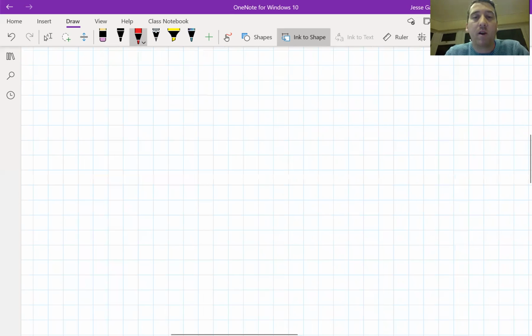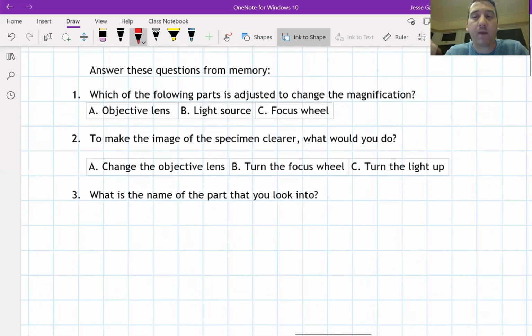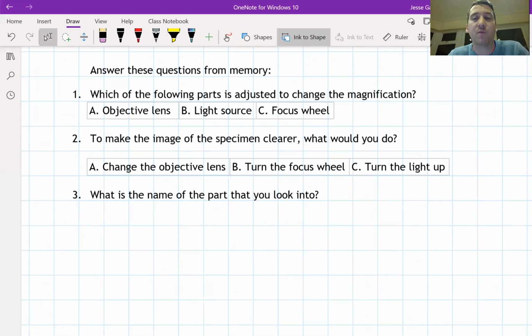So maybe go back and try to do number 1 again, please. I didn't explain that properly. That's my fault. Sorry. Let's go again. Question 1. I'm hoping that you said which one of the following parts is adjusted to change the magnification. If you want to change the magnification, you change which of the objective lenses is selected. So you change the objective lens.